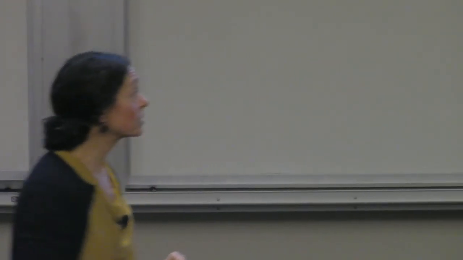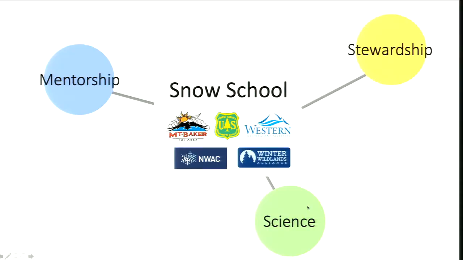So we work with a program called Snow School in collaboration with a bunch of different groups and other education programs, and also with the media. Snow School is a partnership between the Mount Baker Ski Area, the U.S. Forest Service, the Northwest Avalanche Center, Winter Wildlands Alliance, the North Cascades Institute. The North Cascades Institute is actually here, and they're going to be available to talk about being Snow School instructors after my talk, and Western.